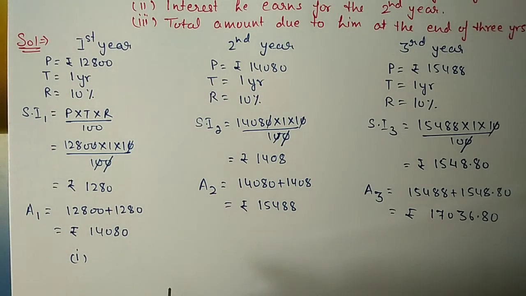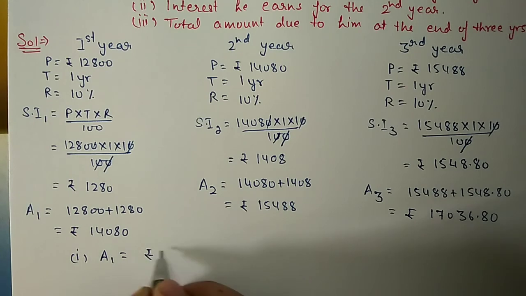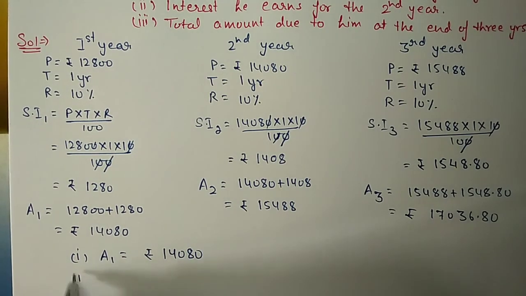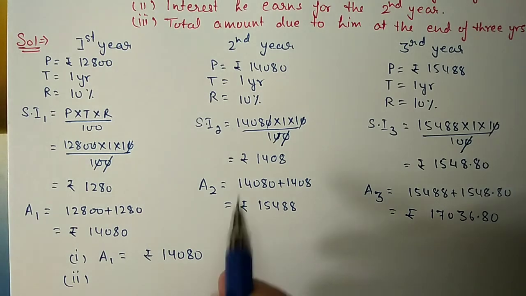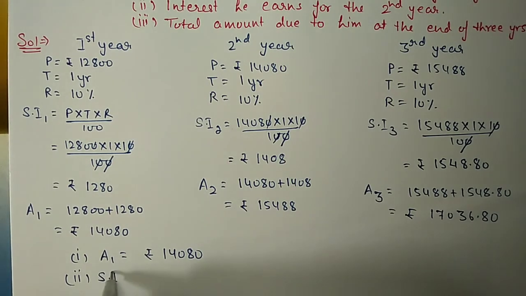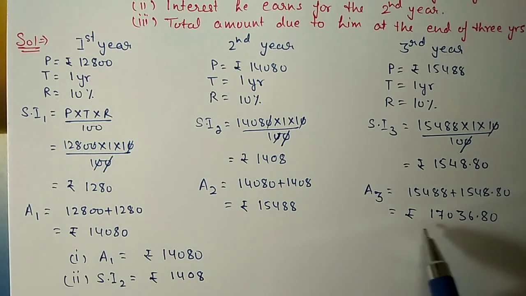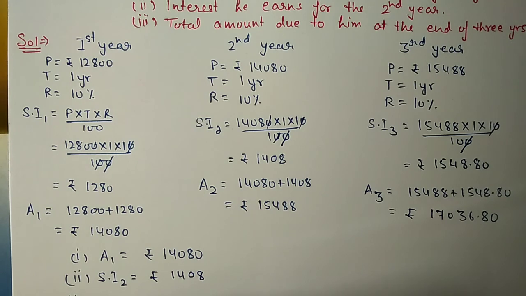First one is sum due for Ramesh at the end of first year. So at the end of first year, how much is the sum due? 14,080 rupees. Second part, interest he earned for the second year. Second year, how much interest he has earned? 1,408 rupees. So second year interest is 1,408 rupees. Third part, total amount due to him at the end of 3 years. So by the end of 3 years, total amount is 17,036 rupees 80 paise.